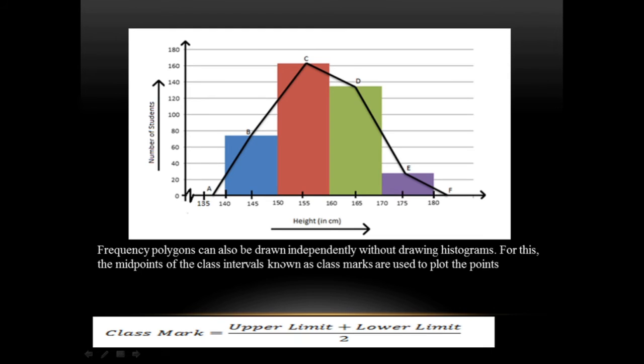Frequency polygons can also be drawn independently without drawing histograms. For this, the midpoint of the class interval, known as class mark, is used to plot the points. Now, for calculating, class mark is equal to the upper limit of the class, for example 140, plus the lower limit of the class 135, divided by 2.